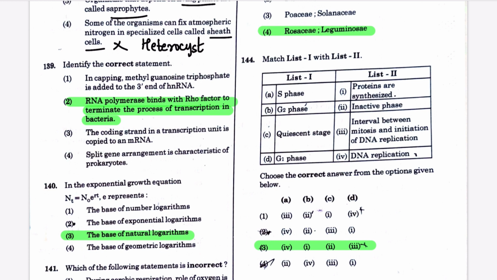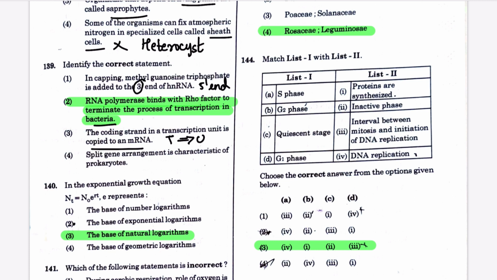Example, Nostoc. Okay. 139, identify the correct statement. So first option, in capping, methyl guanosine triphosphate is added to the 3' end of hnRNA. Wrong, it is the 5' end, right? Okay, so option 2, the RNA polymerase binds with the Rho factor to terminate the process of transcription in bacteria. Yes, it is right. Initiation is by sigma and termination is by Rho. This is right. So the coding strand in the transcription unit is copied to an mRNA. Yes, it is copied, but still there is a change, right? You shouldn't just write the T exactly as T. Instead, you must convert them into U when it comes to mRNA. That is not mentioned, so it is wrong.